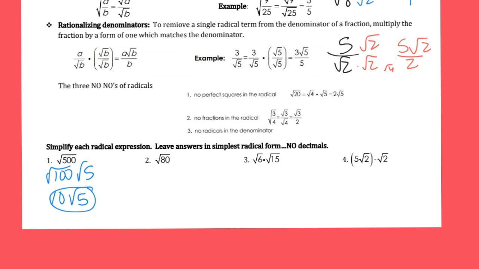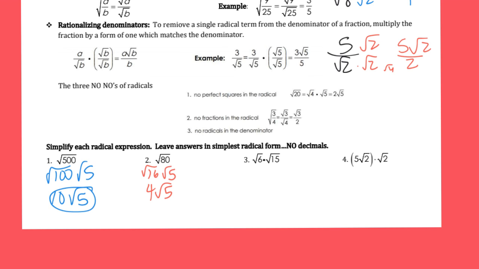The second one, the square root of 80. Now there's two ways to do this, the slow way or the faster way. The square root of 80, and the question is, do you know any perfect square factors that go into it? So the fastest way to do this would be to say 16. So 80 divided by 16 is 5, so you put 16 times 5. The square root of 16 is 4, and then you get the square root of 5. That's the fastest way to get to the answer of 4 radical 5.